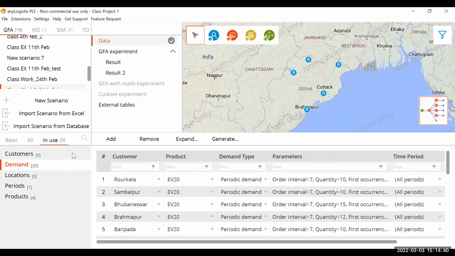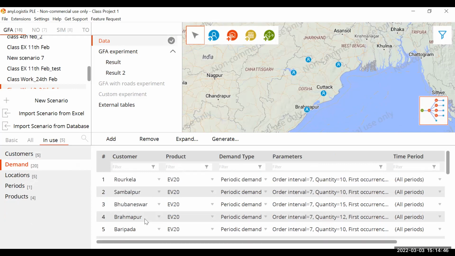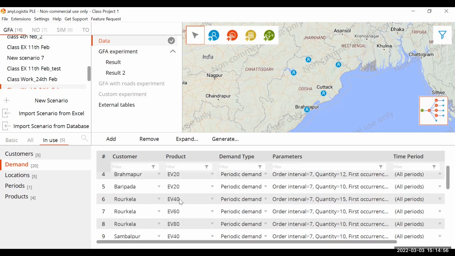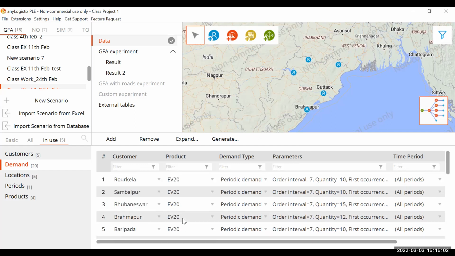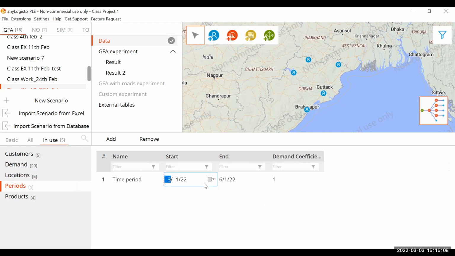Then there was demand. Let's say I'm doing this for the Odisha customers, and you can do the same thing for the overall India customers, right? So I have here a similar type of EV 20 electric vehicle, 20, 40, 60, 80, 20, 40, 60, 80, right? So there are 5 customers and there are different demands. There are 5 locations.